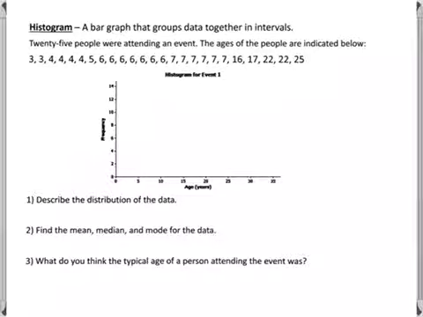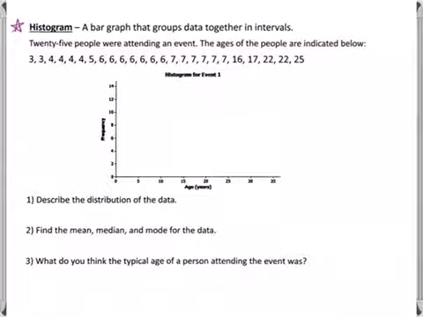A histogram is a bar graph that groups data together in intervals. All right, so we have 25 people who are attending an event. The ages of the people are indicated below, and we want to create a histogram using this data. So I need to look at my table, and I've got intervals from 0 to 5, 5 to 10, 10 to 15, 20 to 25, and so on.